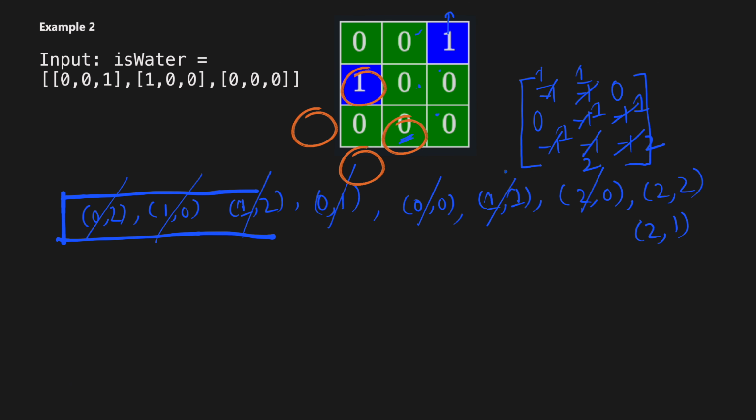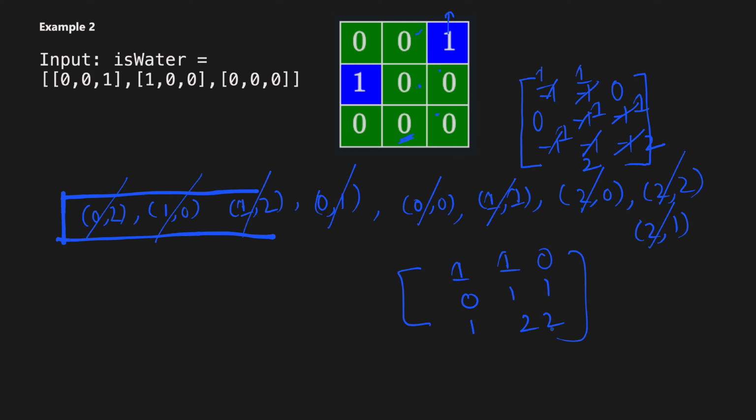It doesn't have any unvisited neighbors. Then we go to 2, 2. It also doesn't have any unvisited neighbors. And then we come to 2, 1 and it also doesn't have any unvisited neighbors. And now our queue is empty. So we end the BFS. And finally, our height matrix will be 1, 1, 0, 0, 1, 1, 1, 2, 2. And this will be our answer.